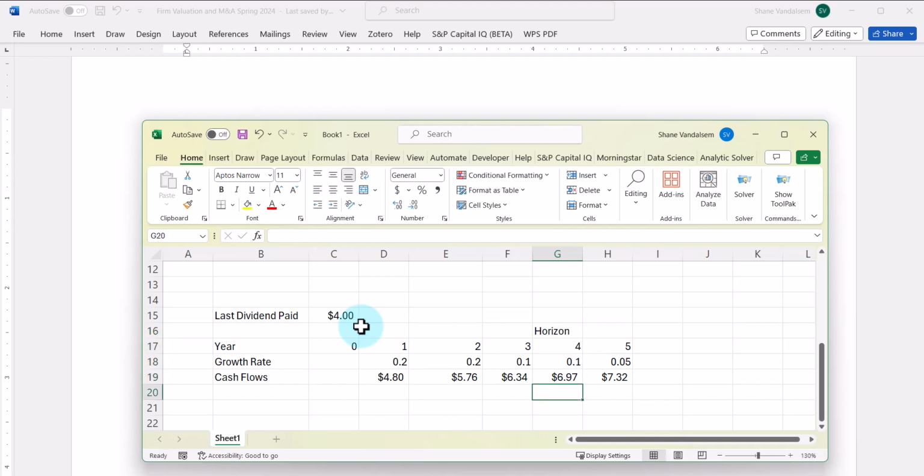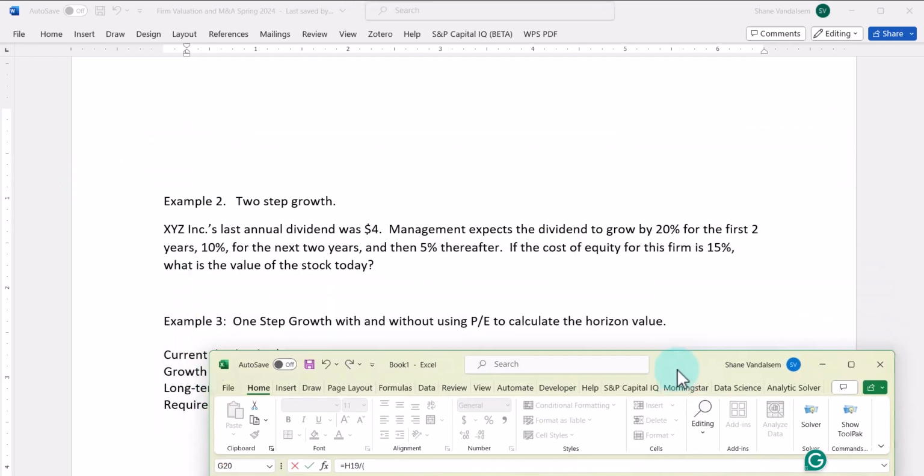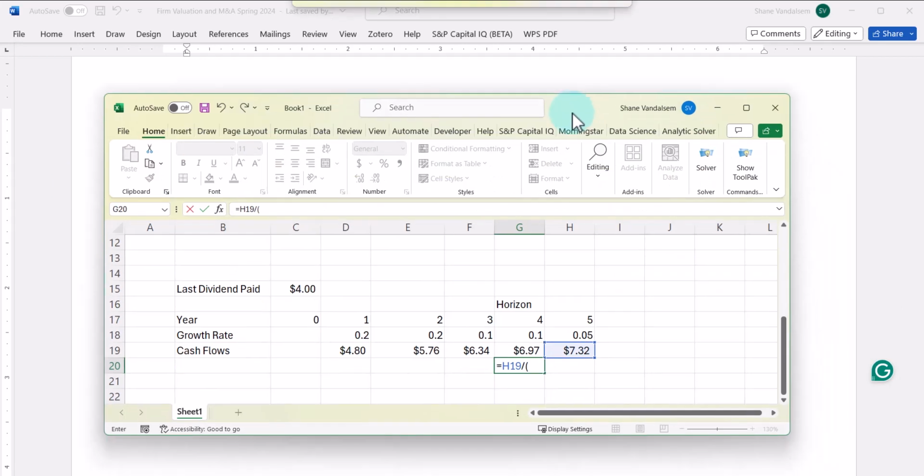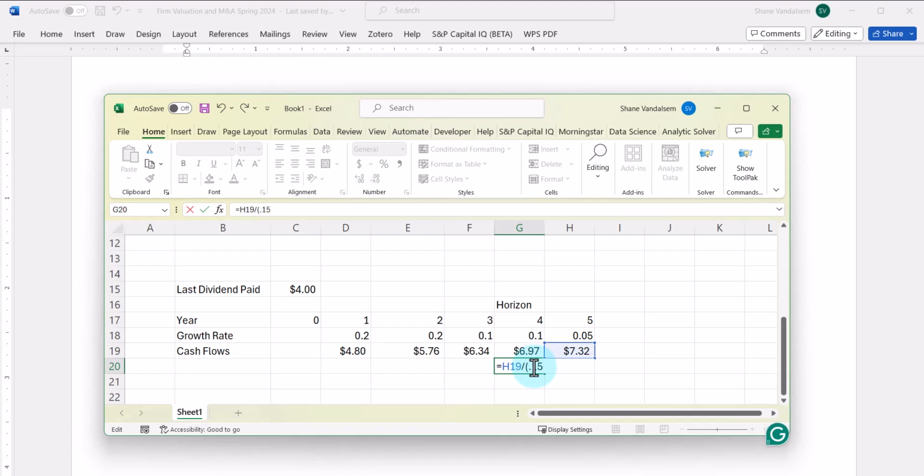So I'll calculate my horizon value here. It's going to be equal to my dividend for the next time period, year 5, divided by the required rate of return. And in this case, my required rate of return is 15%. It's my cost of equity, 0.15. And from that, I'm going to subtract out the constant growth rate of 5%. So that's going to give me my horizon value of $73.18.